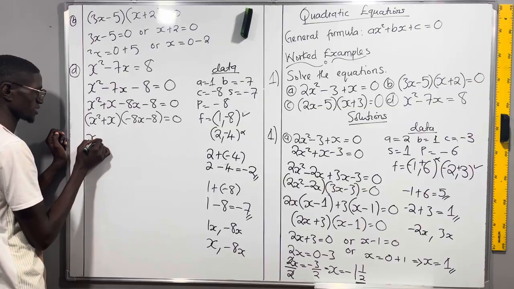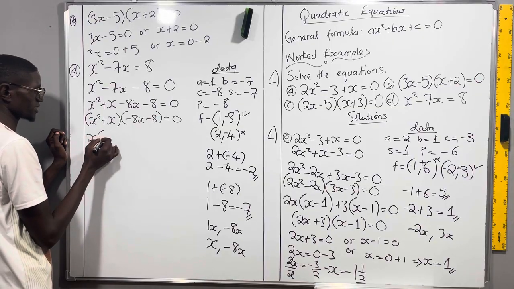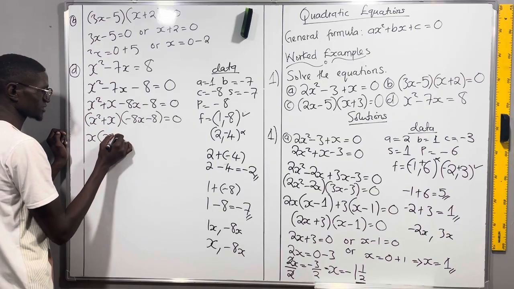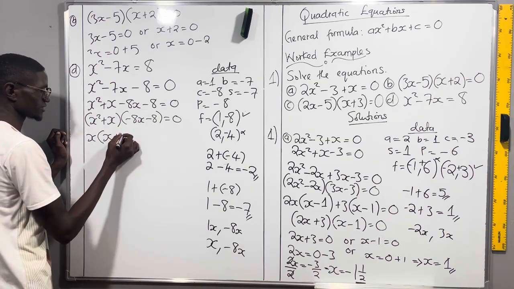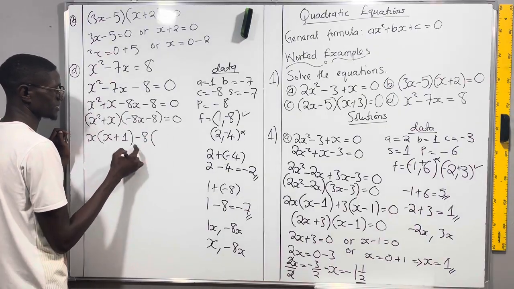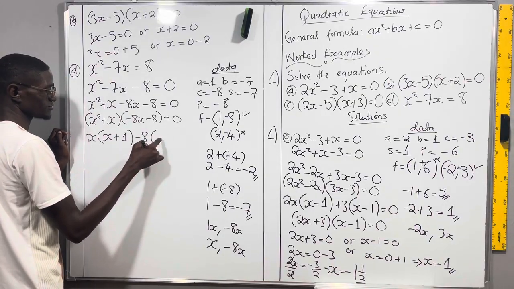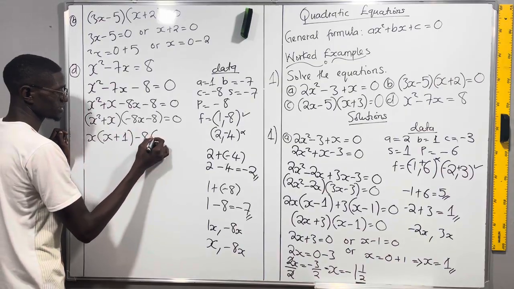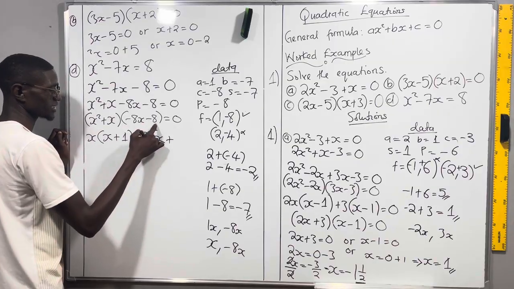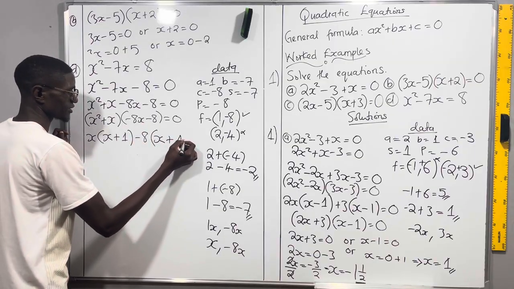What's common there? X is common. X squared divided by x is x. Positive divided by positive is a positive. X divided by x gives us a 1. What's common there is negative 8. Negative divided by negative will give us a positive. 8x divided by 8 will give us x. Negative divided by negative will give us a positive. 8 divided by 8 will give us a 1.